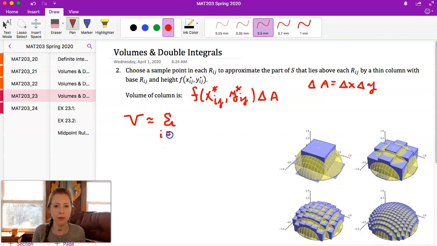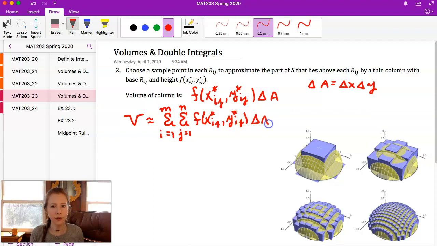So from i equals 1 to m. Remember that's our number of intervals along the x. And from j equals 1 to n of our function evaluated at our sampling point. So you can use a midpoint, you can use a corner, it just depends on what you decide, and you need to be consistent. x sub ij star and y sub ij star times delta A. Okay, and this is called the double Riemann sum. So this is the double Riemann sum.